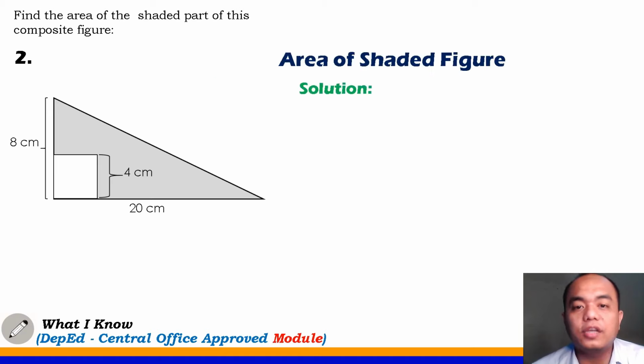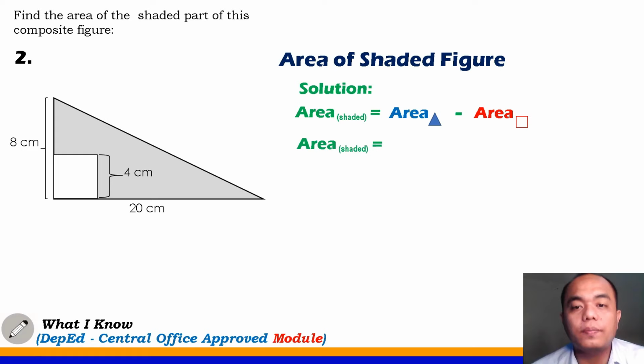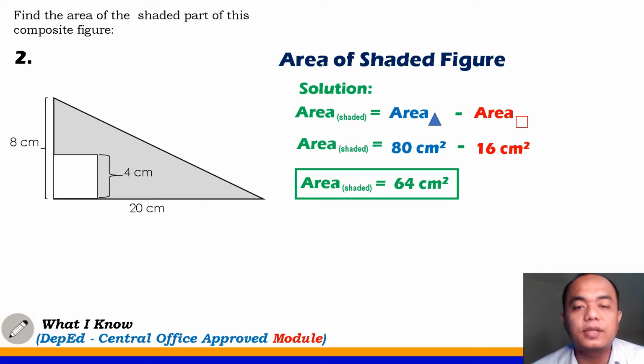So we have area of the shaded figure. We have area of the shaded figure equals area of the triangle minus area of the square. And then we have 80 square centimeter sa na-solve natin kanina. And then minus 16 square centimeter ang ating area ng square. So 80 minus 16 will give you 64 square centimeter. So that's our final answer.